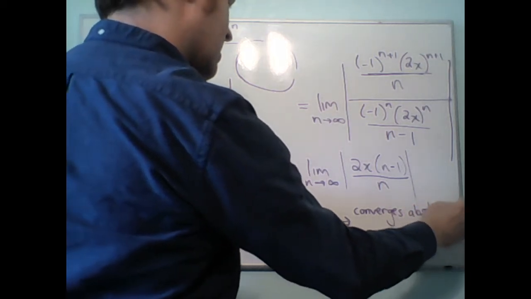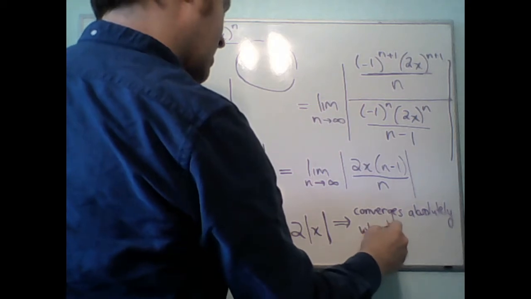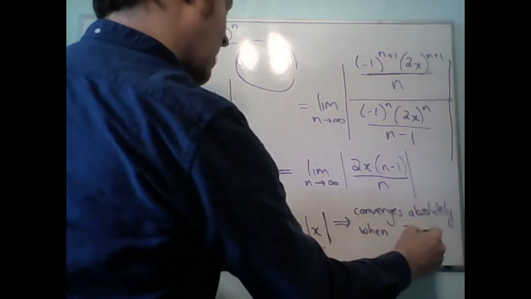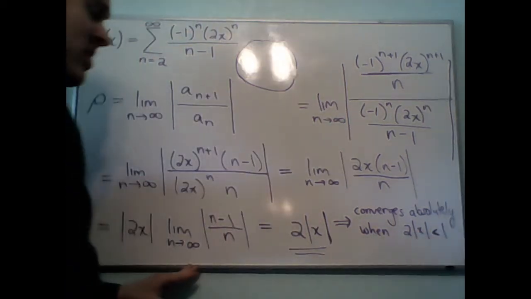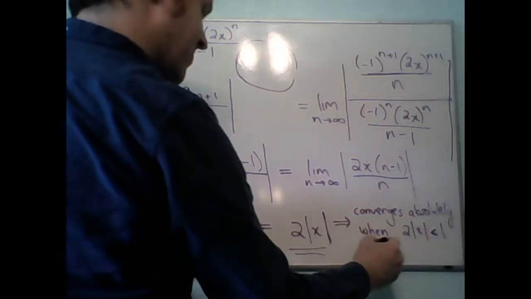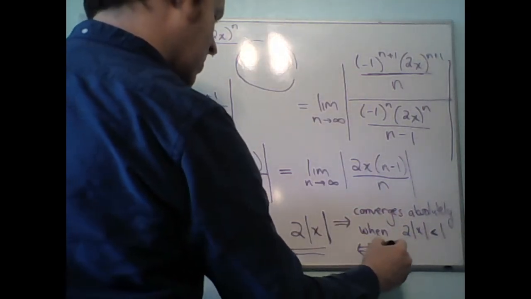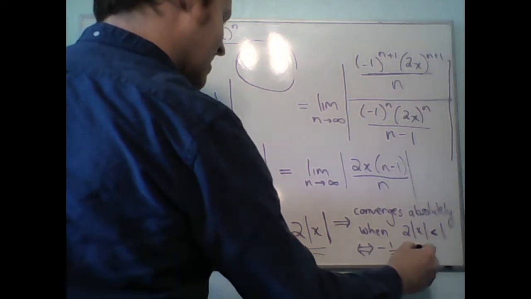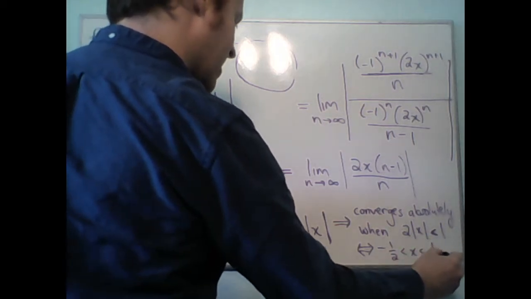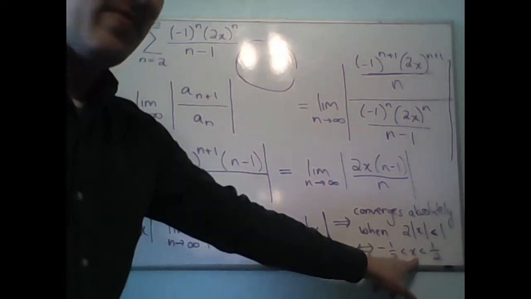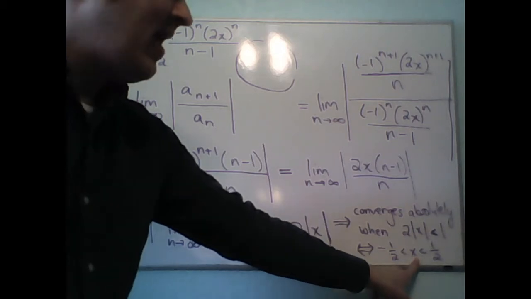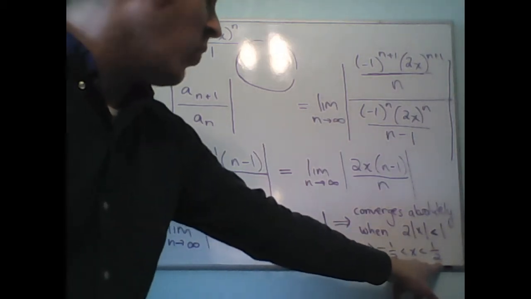converges absolutely when this quantity right here, 2 absolute x, is less than 1. Which is just another way of saying that absolute x is less than 1/2, or negative 1/2 is less than x is less than positive 1/2. So if I had just been asked about the radius of convergence, then I'd be done. The radius of convergence is the distance from the center of this power series interval, 0, out to one of the edges, so the radius of convergence is 1/2.